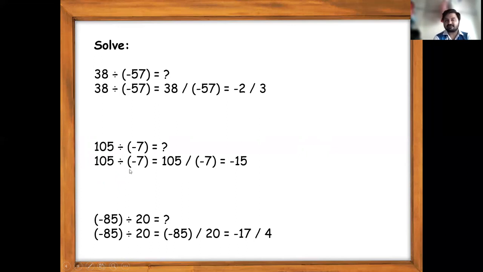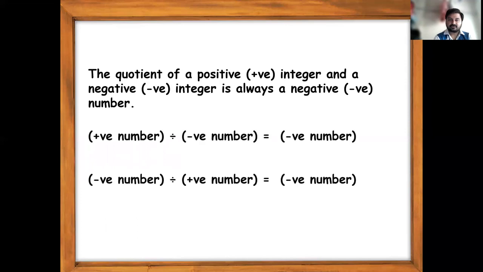Similarly, when we divide a positive by a negative, we get a negative number. And when we divide a negative by a positive, we get a negative number again. So what do I mean? A positive number divided by a negative number would give you a negative number, and a negative number divided by a positive number would give you a negative number.